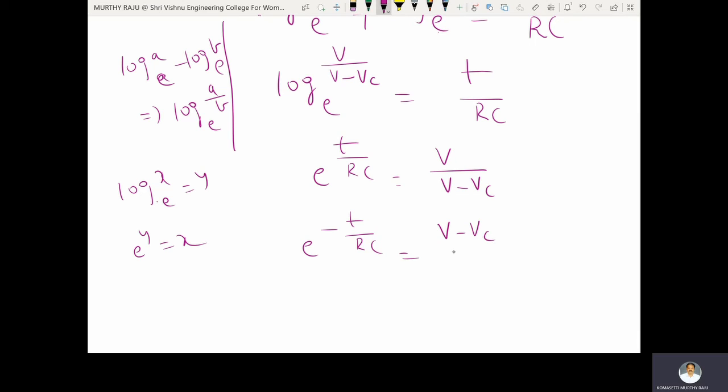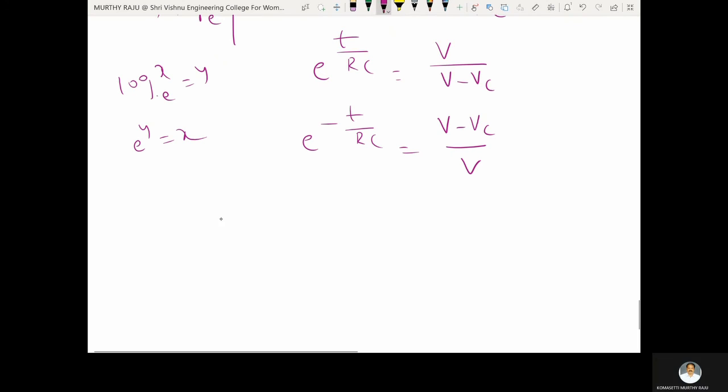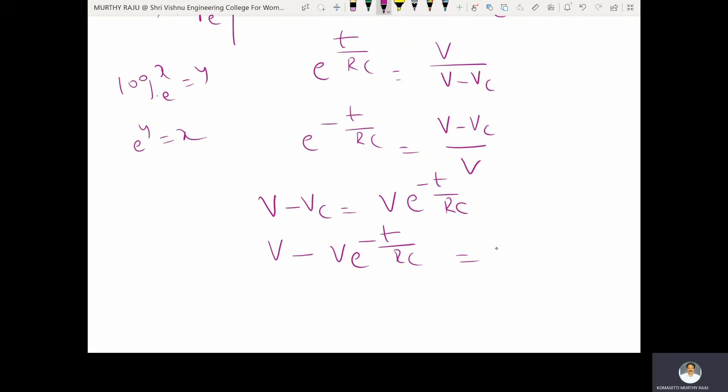V minus Vc by V. Therefore, V minus Vc is equal to V into e power minus t by RC. Find out Vc, the capacitor voltage. Vc is replaced on this side, and V into e power minus t by RC is transferred to this side. V minus V into e power minus t by RC is equal to Vc.